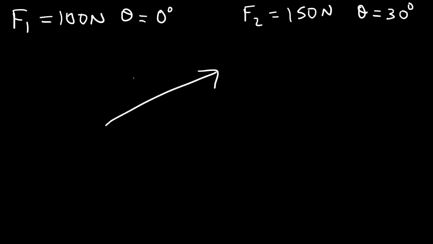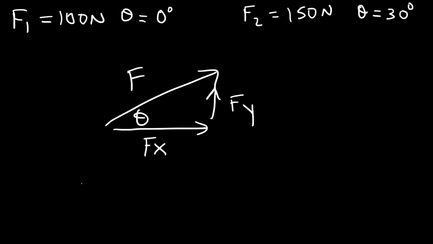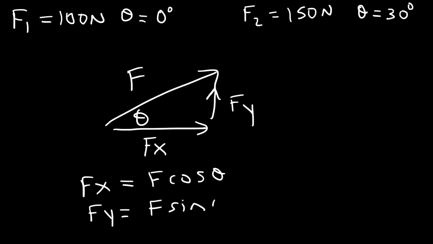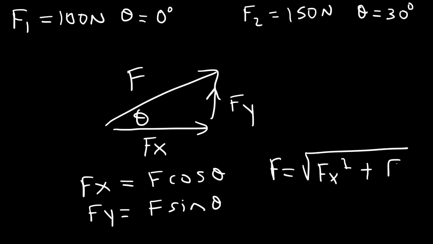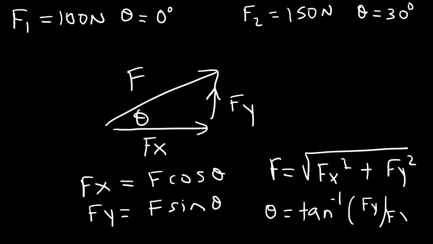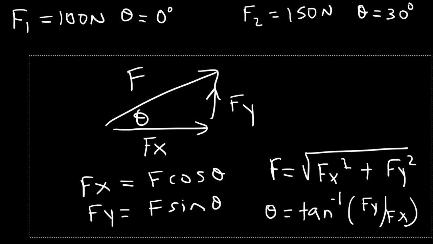So let's say this is a force vector, this is the x component, and this is the y component. And here is the angle. F of x is equal to f cosine theta, and f of y is f sine theta. F, you can find it by using the Pythagorean theorem. It's the square root of f of x squared plus f of y squared. And the angle theta is the arctangent of f of y divided by f of x. So those are some formulas that you're going to find useful in this portion of the video.